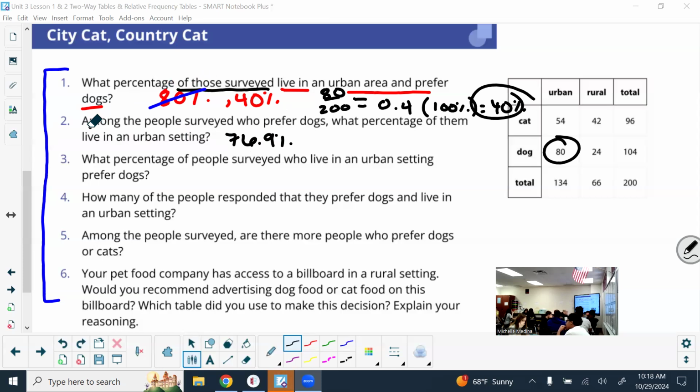It says among the people surveyed who preferred dogs. So not out of everyone that was surveyed, just out of the people that preferred dogs. How many people preferred dogs in the survey? So just out of these many people. And it says what percentage of them live in an urban setting. So how many of those people live in an urban setting? Sure. 34.